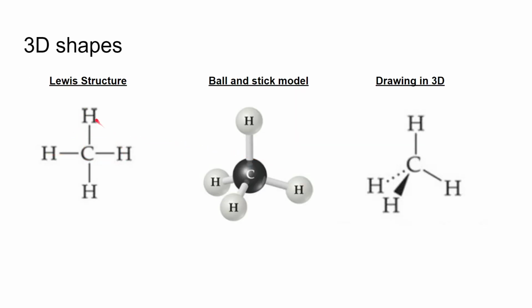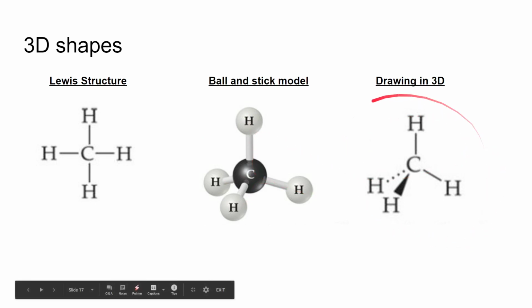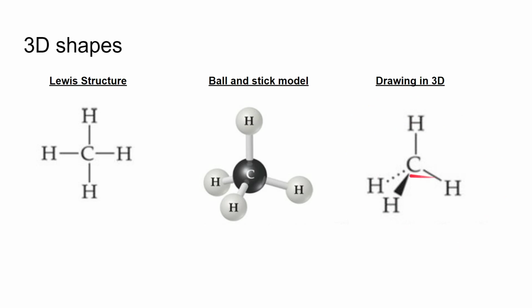So this is our Lewis structure for methane, CH4. It's going to look like this, and we're going to draw it in 3D like this. This is how we draw molecules in 3D. If it's in line with the page, like these 2 bonds here, going straight up and straight down, we just draw them as lines.